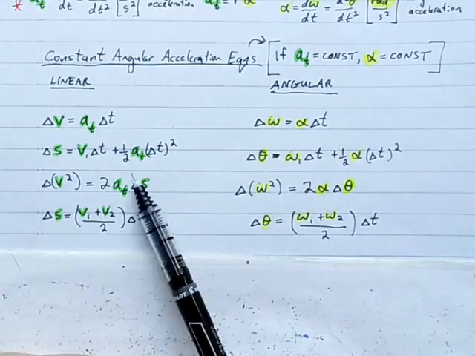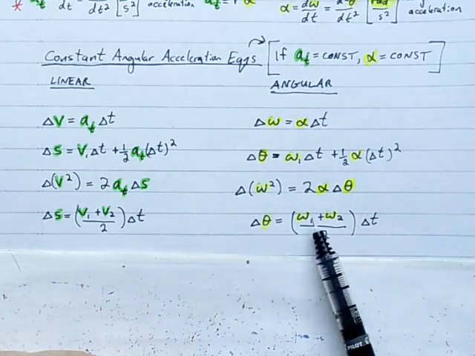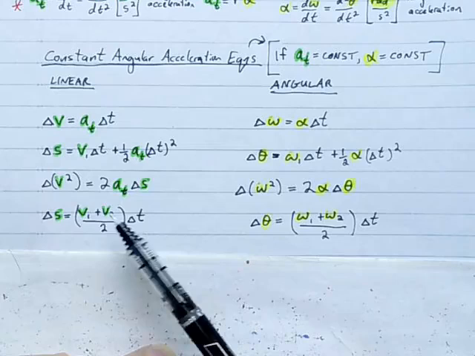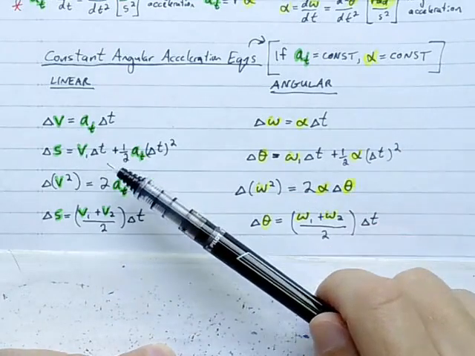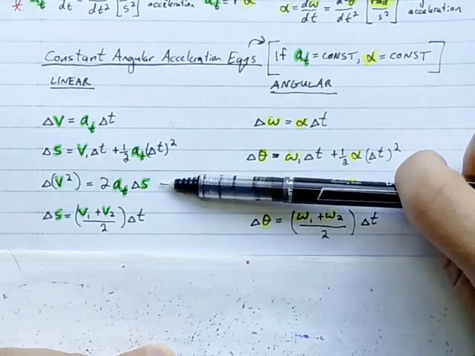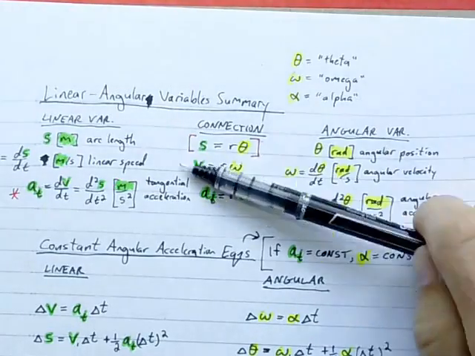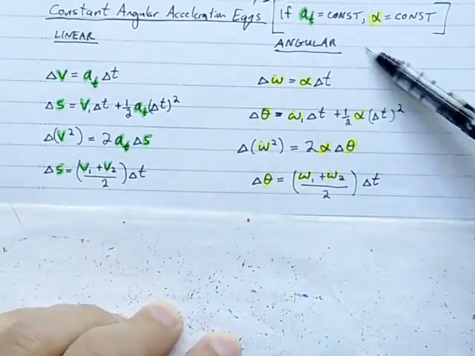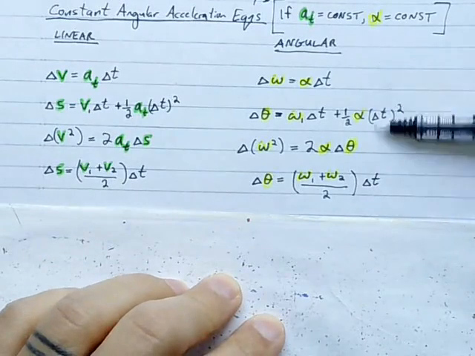And equivalently, on this side, in our angular set of variables, we see that we get a very similar set of equations. In fact, we can take these equations and multiply both sides of each equation by r. In this case, you'd multiply both sides of the equation by r squared. And by applying these connections here, we could transform these equations directly into these equations. So these are your constant angular acceleration equations here.